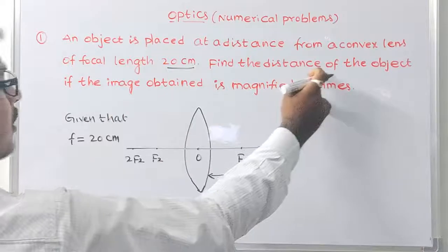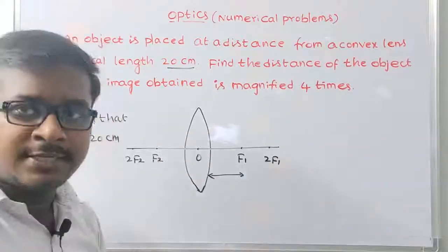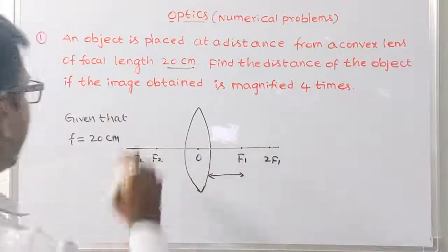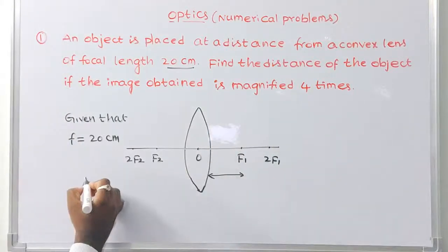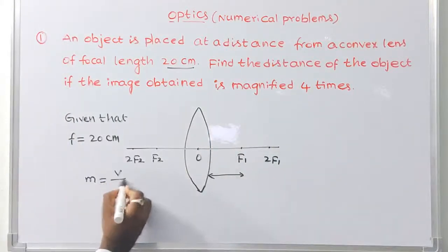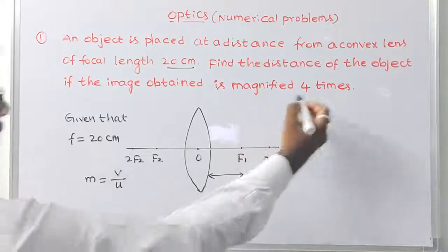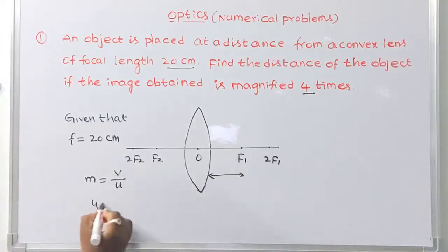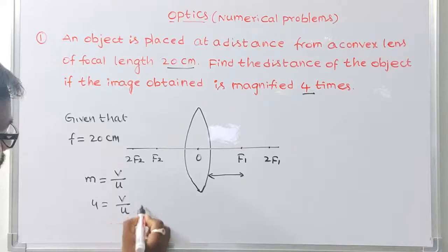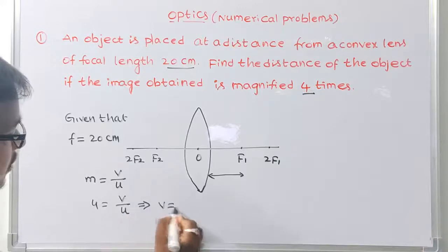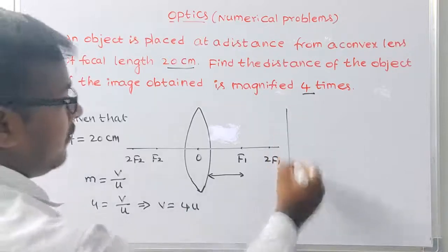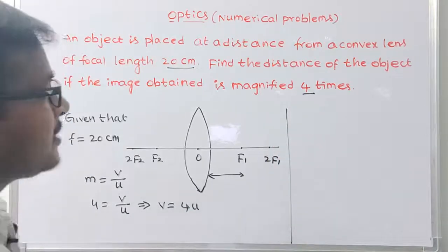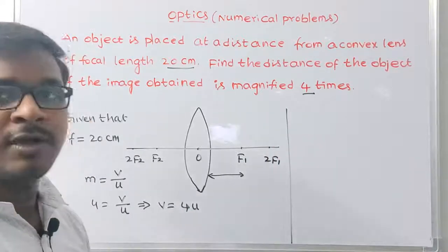Next, in this problem we have to find the object distance. If the image obtained is magnified 4 times, the magnification formula is m is equal to v by u. Here the magnification is 4 times, so 4 is equal to v by u, then v is equal to 4 times u, the object distance. Find the object distance in this convex lens problem.